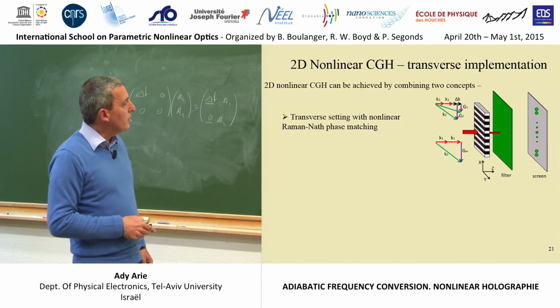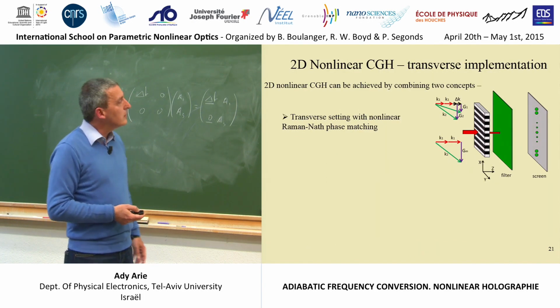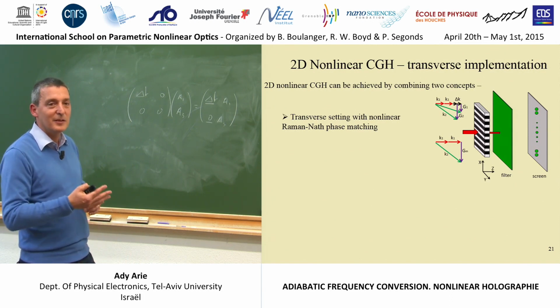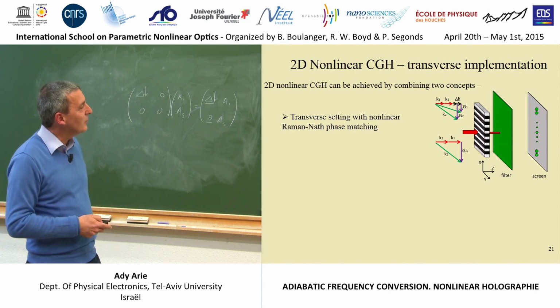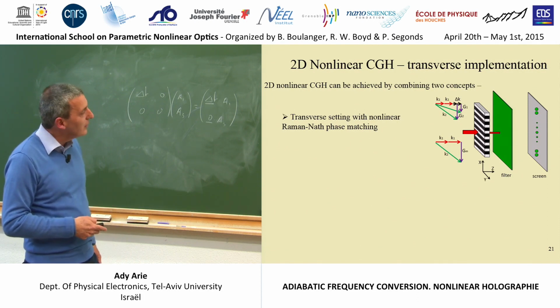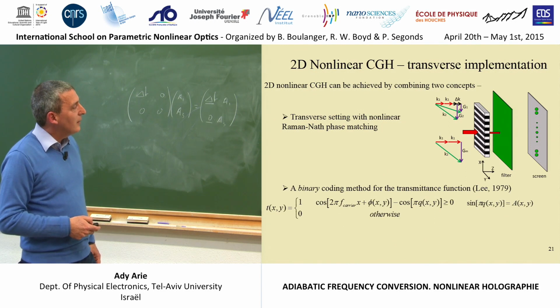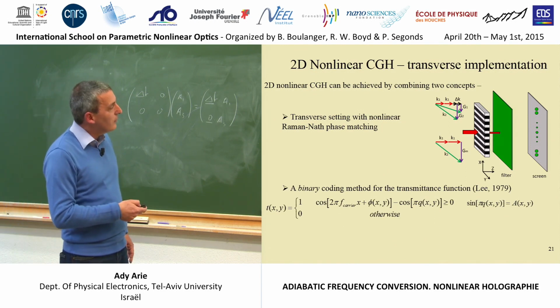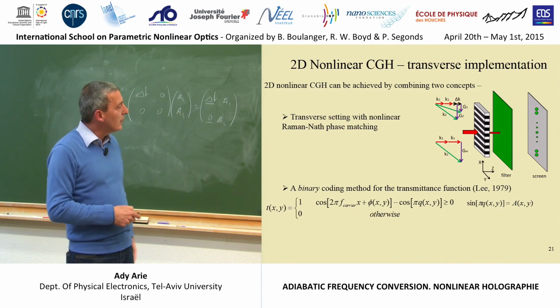OK, so this was one dimension. Now let's go to 2 dimensions. For this, I have to rotate the crystal, because only then I will have 2 dimensions that can be accessed for modulation. And in this case, the modulation is binary, because I can have only plus chi2 or minus chi2. So I can use the method I showed you before, the method of wave only.